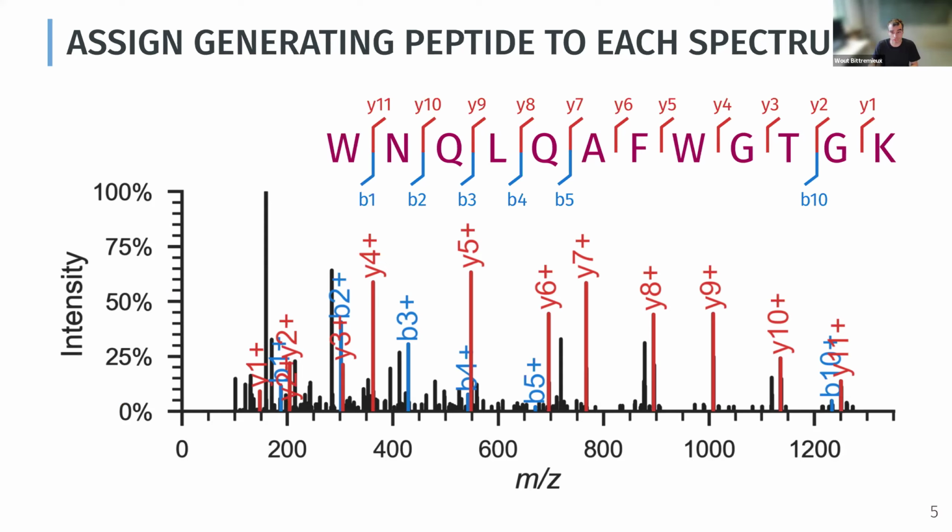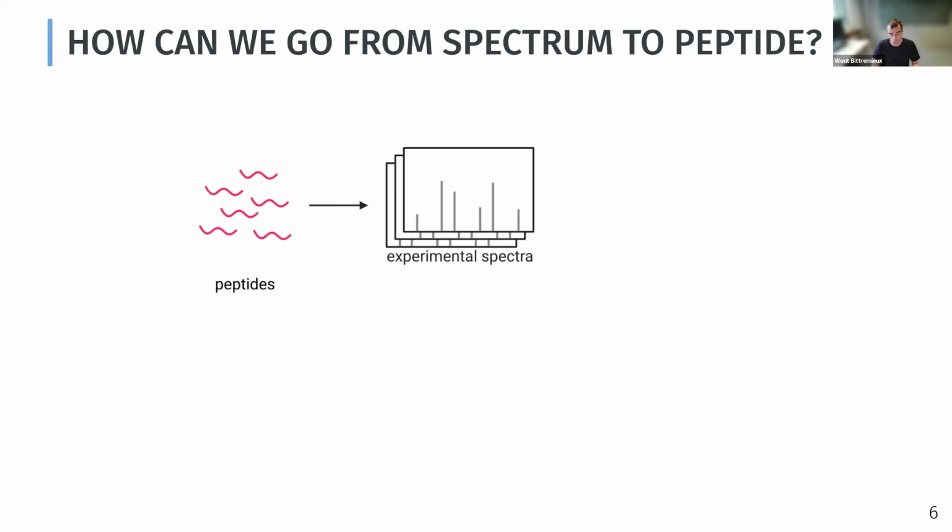And here we see that we have very nice coverage of the full Y ions for this peptide, and several of the B ions as well. So we can be pretty confident that this is indeed the correct peptide for this mass spectrum. And so that is more or less what traditional approaches in mass spectrometry-based proteomics do.